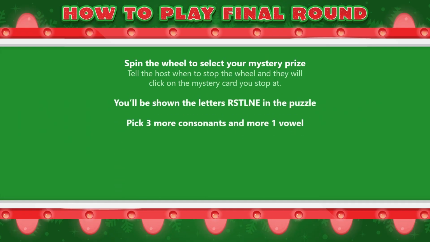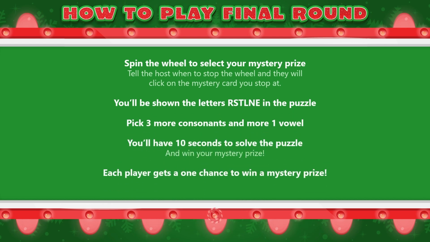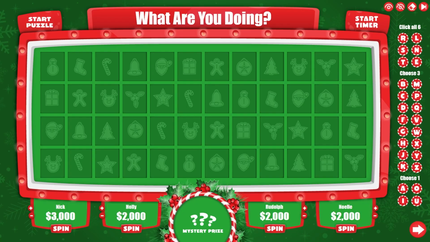For the final round, each player will have one chance to solve a puzzle and win a mystery prize. The players will spin the wheel to choose their mystery prize. They will be shown the most common letters and then can choose 3 more consonants and 1 vowel. They will have 10 seconds to solve the puzzle. Once you've gone over the instructions, click play to begin.